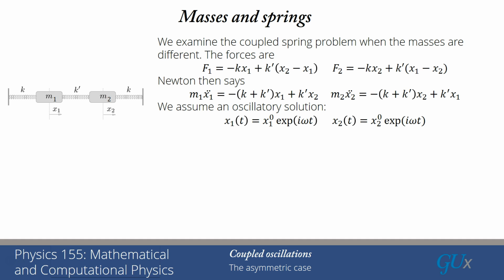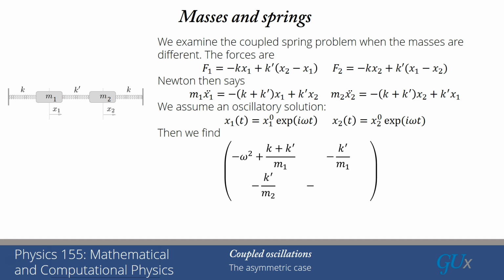This is a very common thing. You've probably seen it before. Doing it this way just makes a lot of the algebra much easier, and so that's why it's common to do it this way. So what we find is our matrix becomes minus omega squared plus k prime over m1, minus k prime over m1, minus k prime over m2, minus omega squared plus k prime over m2. That thing multiplied by x10, x20, that whole thing has to equal 0.